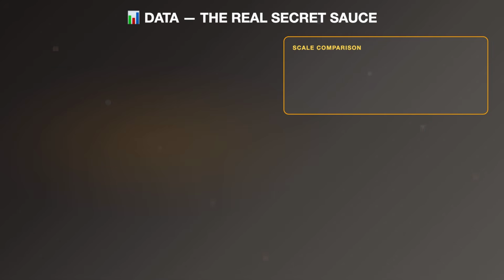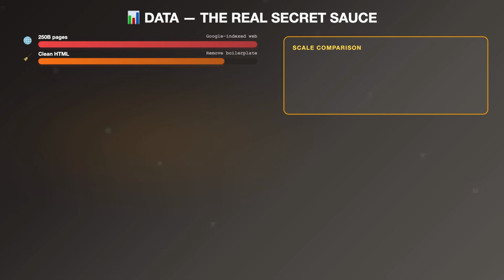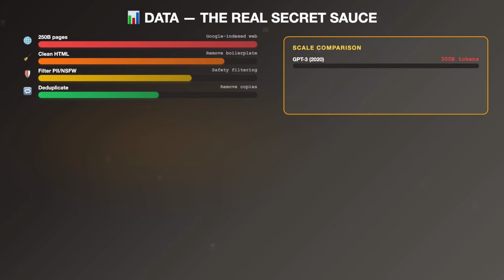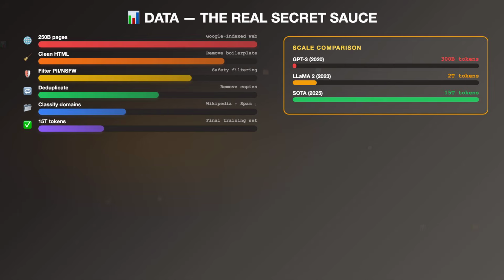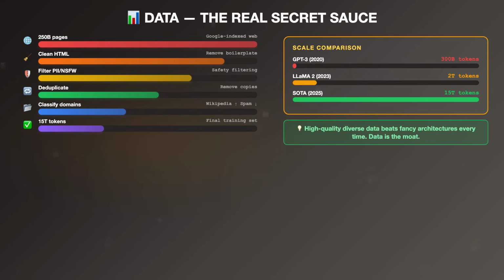This is the section that separates engineers from everyone else. Google indexes 250 billion pages. Common Crawl has over 1 petabyte of raw web data. But you can't just throw it all in. The pipeline goes: scrape, remove HTML boilerplate, filter out personal information and unsafe content, deduplicate, classify by domain, then upsample high quality sources like Wikipedia and downsample low quality content.